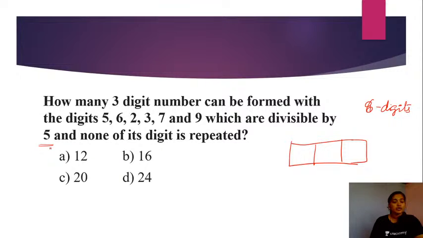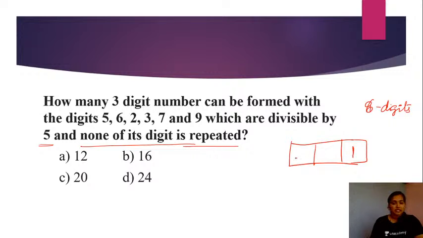The numbers which are divisible by 5, we have the condition that the digit in the units place should be 5 or should be 0, right? Out of the digits given here, we have 5. So 5 is the only digit that could be placed here in the units place. So the units place, we have only one possibility to fill in. Now the another condition that we have is none of its digits are repeated. So repetition is not allowed.